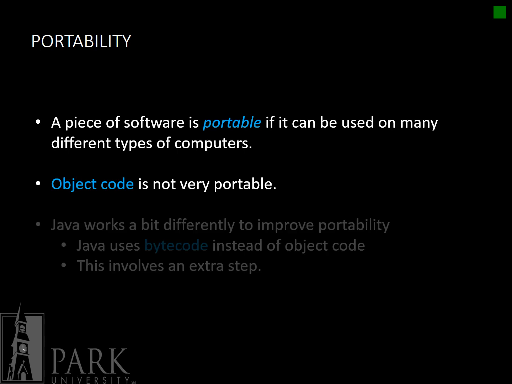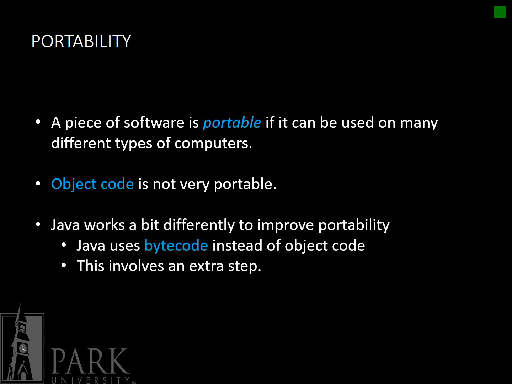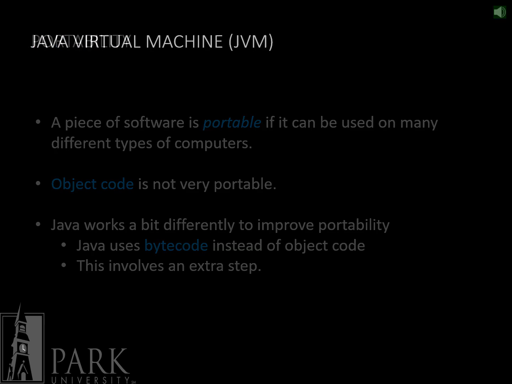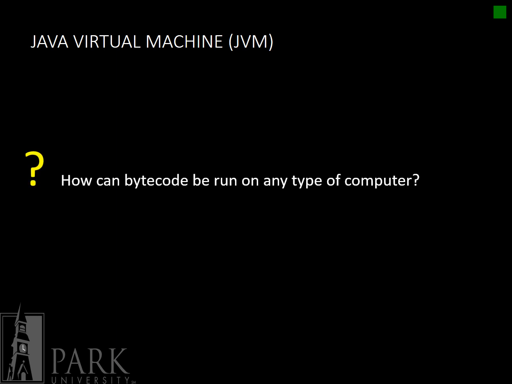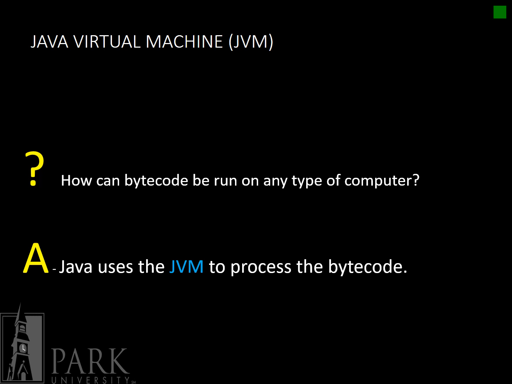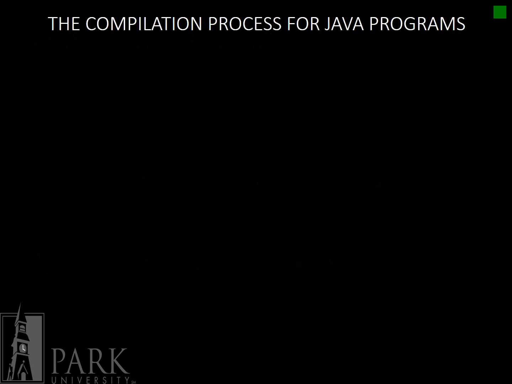It won't work, right? So Java is different because it doesn't compile to object code. It compiles to bytecode, okay? And so this process means that there's an extra step in how the code gets executed and run, but it makes the Java code base very portable. So then the question is, how does Java do things differently? How can bytecode be run on any different computer? Well, Java uses the Java virtual machine to process the bytecode. All right. So let's take a look at how that works.